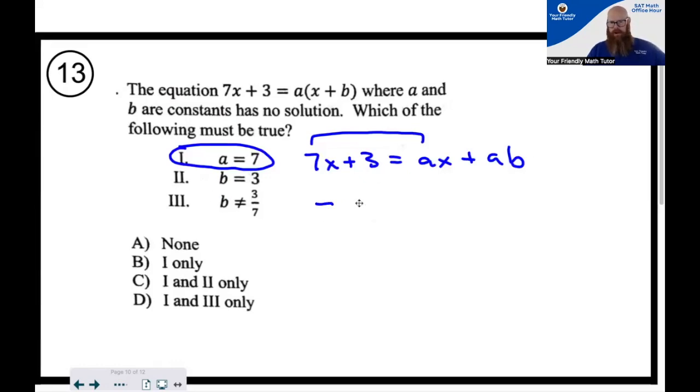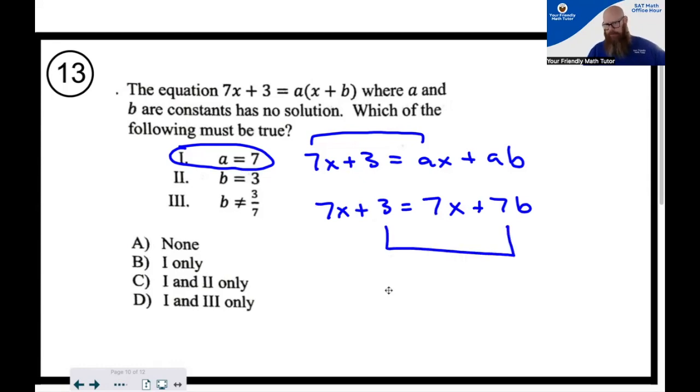Okay, so now I'm going to rewrite this. So I know a equals 7, right? No doubt about that. So now I have this. All right. Well, if b equals 3, the only other thing that has to be true for there to be no solution is these have to be different. So these have to be the same and these have to be different, because if they're the same as well, then it's an infinite solution problem. But I want no solution. So I think about it. Well, b could be 3. It definitely could, but it doesn't have to be 3. So 2 is wrong.